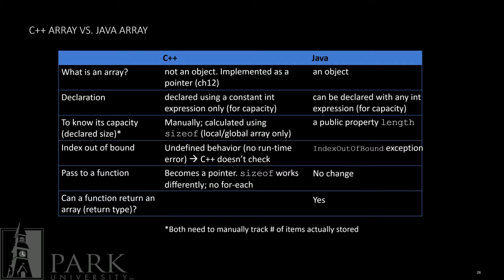And then finally, we can return an array as a return type in Java, but we cannot in C++. If you want to modify an array, you pass it in as a pointer and you modify the array, and then you can use that same array outside of the function. But you cannot return the array as a return type. So that's the similarities and differences between C++ and Java in a nutshell.